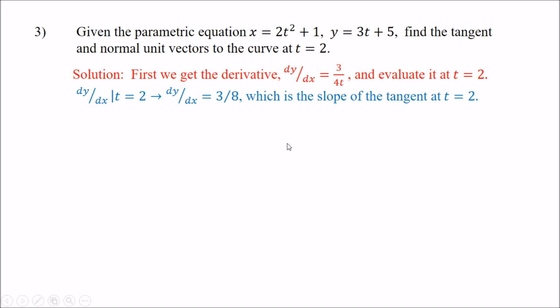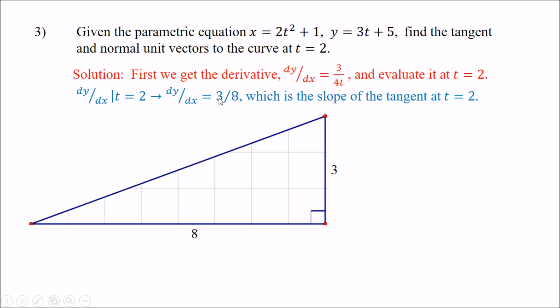First, we'll get the derivative dy over dx. In order to get that, we'll take the derivative dy dt, which would simply be 3, and we'll put it over dx dt, and the derivative of 2t squared plus 1 would be 4t. Next, we'll evaluate it at t equals 2, since that's what we were asked to do, which will result in the derivative, or the slope, being 3/8 at t equals 2.